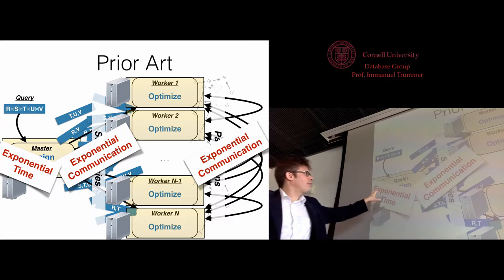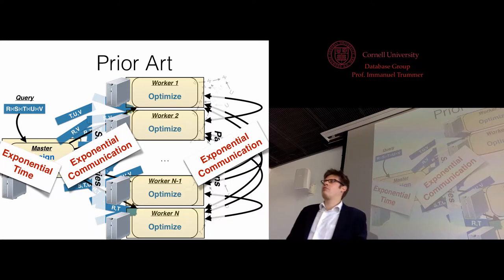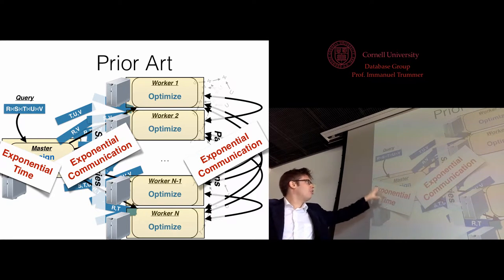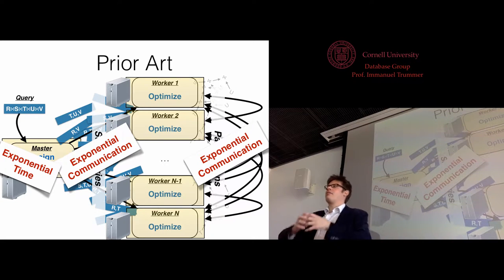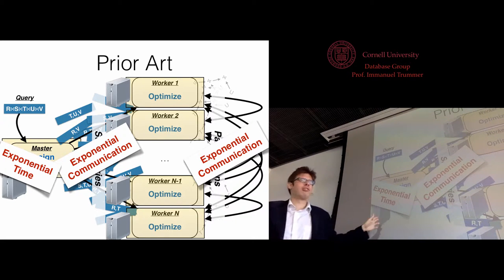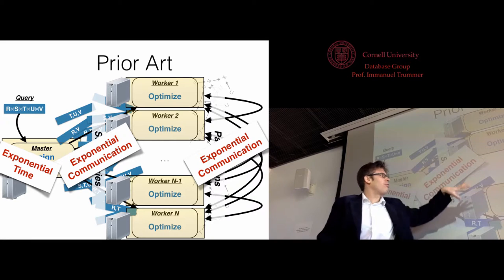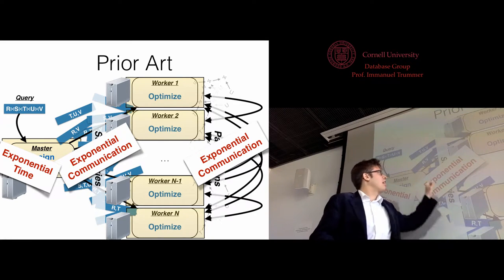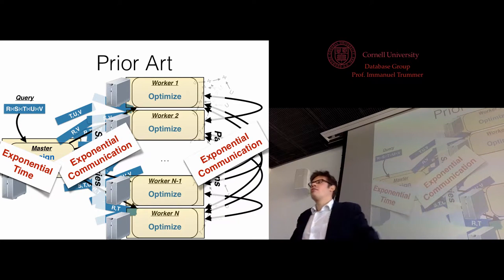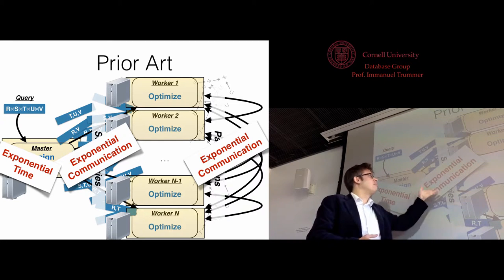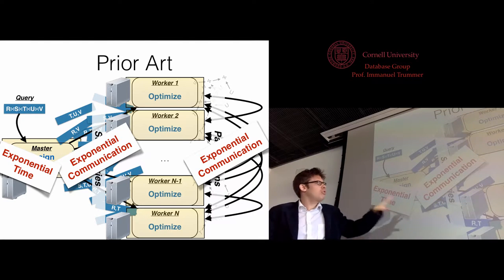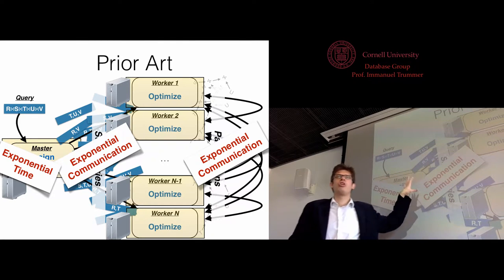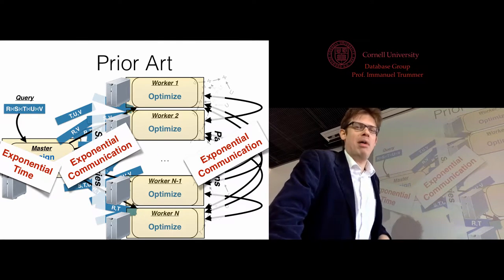And since the master assigns specific subqueries to specific workers, already we know that the time complexity on the master is exponential, so it might become the bottleneck. And on the other side, since those workers have to heavily exchange intermediate results, it means that we have an amount of network traffic that also grows exponentially in the input query size. And altogether, intuitively, it looks already like this approach works badly for massive degrees of parallelism.